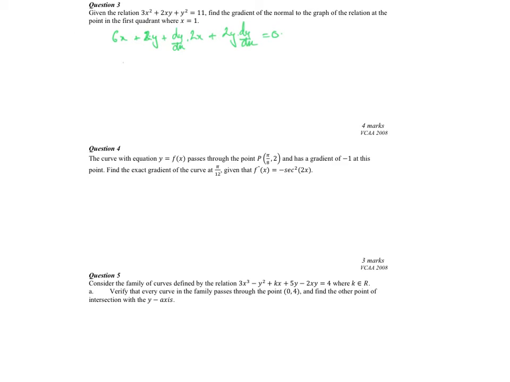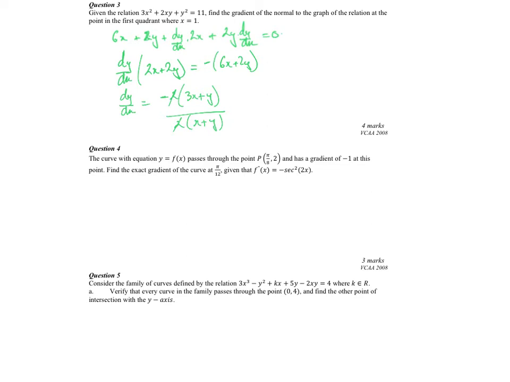So let's get dy/dx outside of what? 2x plus 2y equals, I'll just do that, negative 6x plus 2y. dy/dx is equal to, take a negative 2 out the front, we'll get negative 3x plus y over 2x plus y. So the gradient of the normal at x equal to 1.